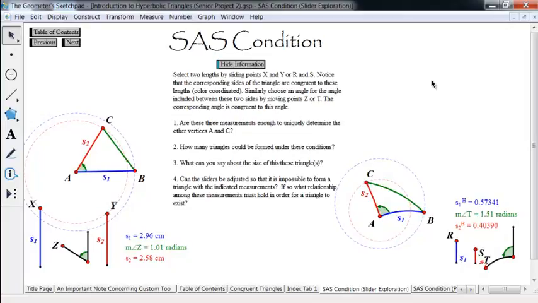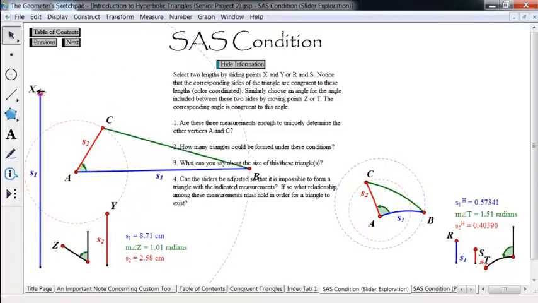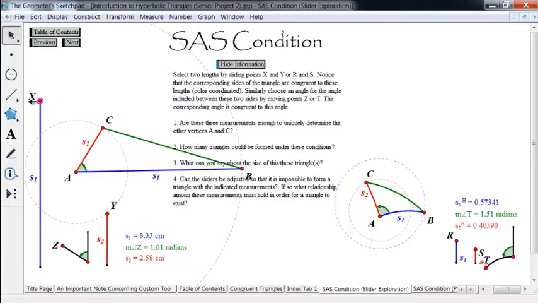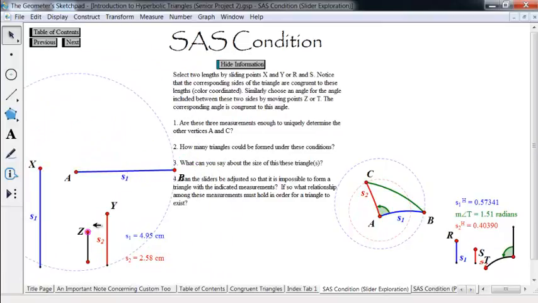The first exploration for the side angle side condition is sliders. We can specify a side length here, and notice that changes the Euclidean side length AB. This slider right here specifies angle A. It will degenerate at 0 or at pi, but of course we want it to be something in between. And then this will generate the length of that side here.